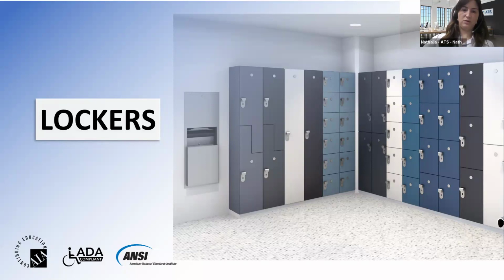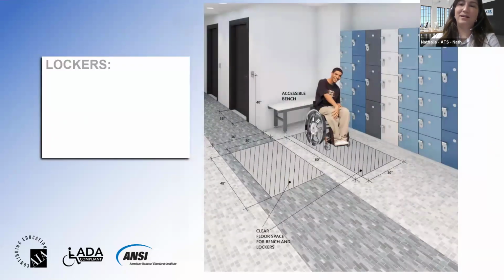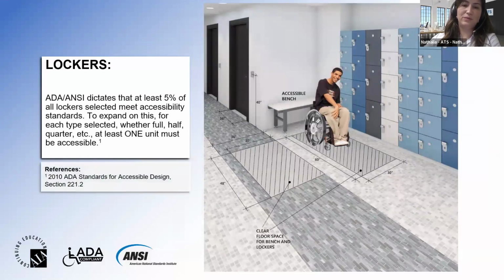Yeah, moving to the last part of the presentation, so the lockers. So the lockers per ADA and ANC, you should have at least 5% of all lockers meeting accessibility standards. And of course, to expand on this, for each type selected, whether a full, half, quarter, at least one unit must be fully accessible.